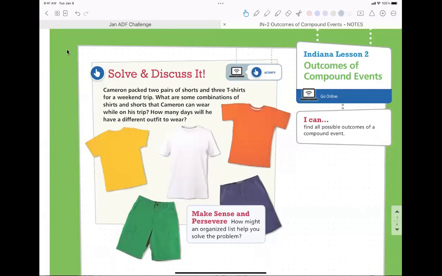So if you flip a coin and you roll a dice, that's a compound event. Event 1 is that you flip a coin. Event 2 is that you roll a dice.